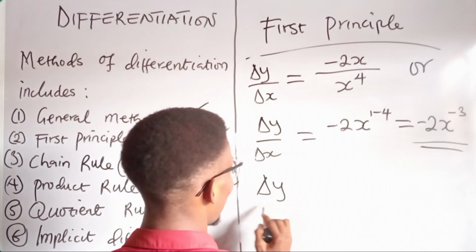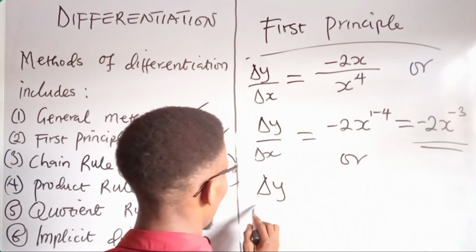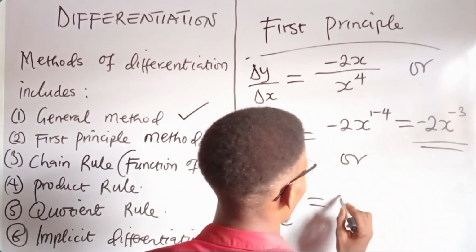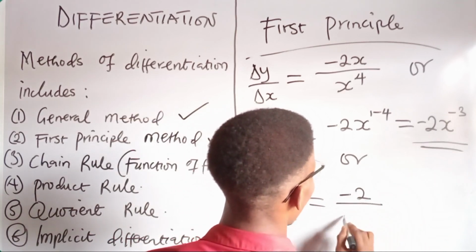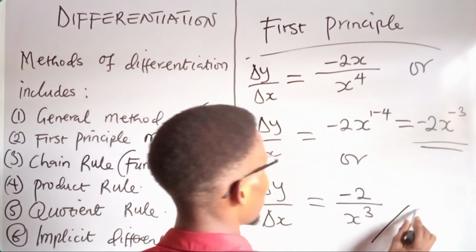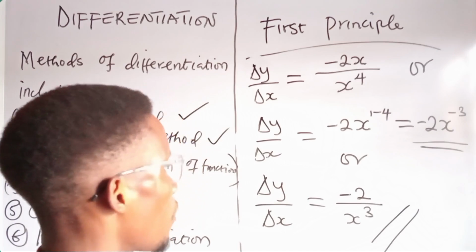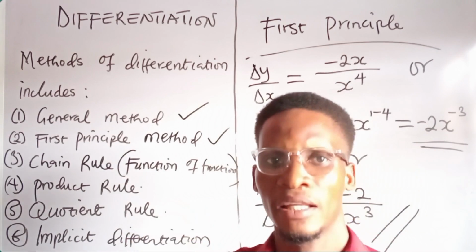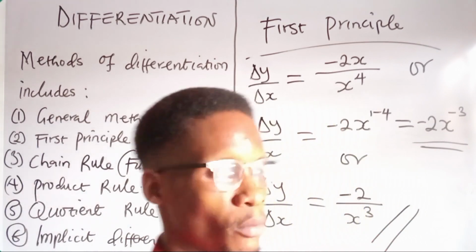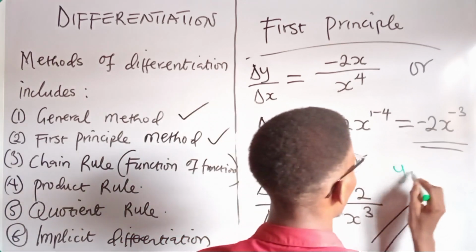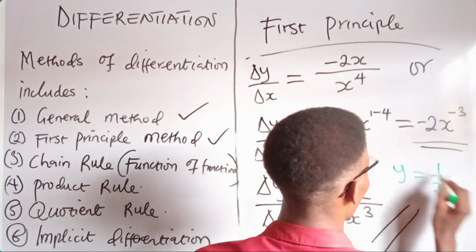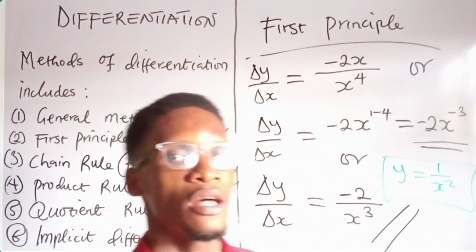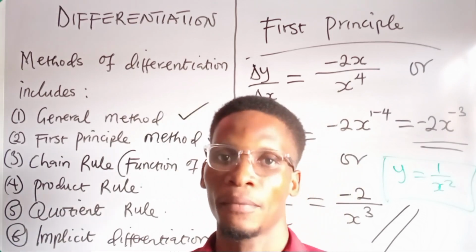Change in y all over change in s can now give us, this is the same as minus 2 all over s raised to power 3. Okay? So this is how you solve this. Please, for you now, what you do is apply the general method and solve this particular problem, which is y is equal to 1 over s squared. So I know whether you are going to arrive at this particular answer that we got using the first principle method. Okay?